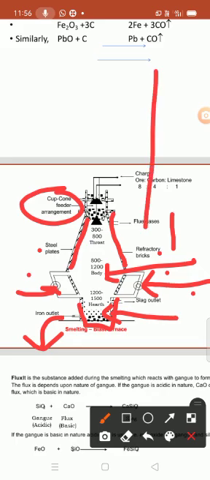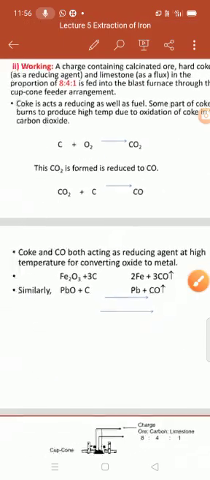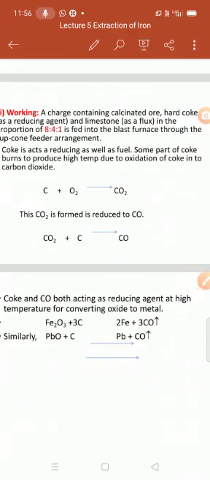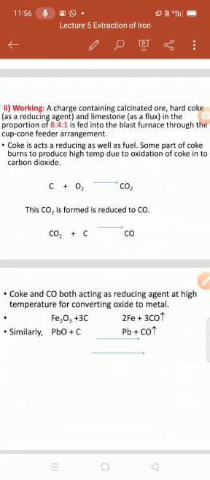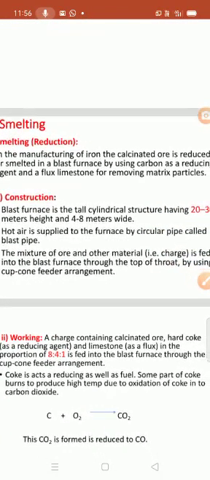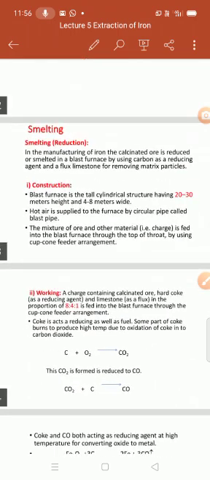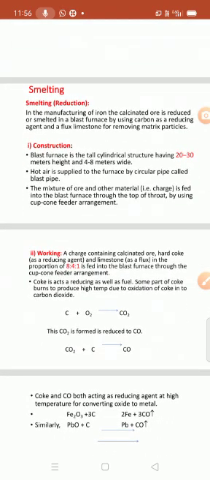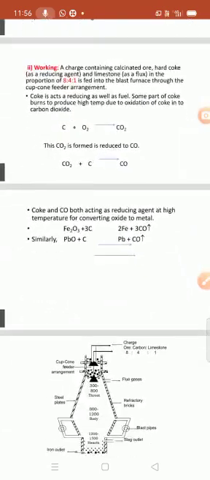Here we look at the construction once again. The blast furnace is a tall cylindrical structure, 20 to 30 meters in height and 4 to 8 meters wide. Hot air is supplied to the furnace by a circular pipe called the blast pipe. The mixture of ore and other materials is fed into the blast furnace through the top of the throat using the cup and cone feeder arrangement, as we already discussed along with the diagram.